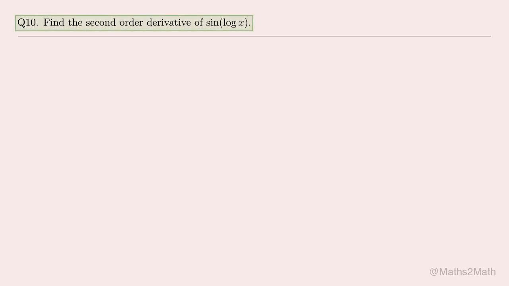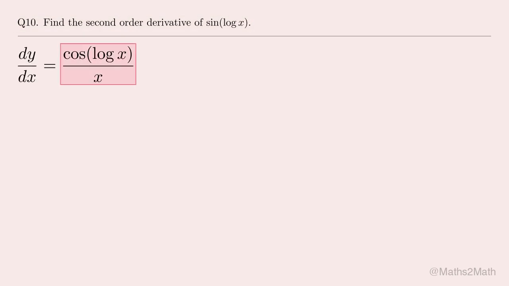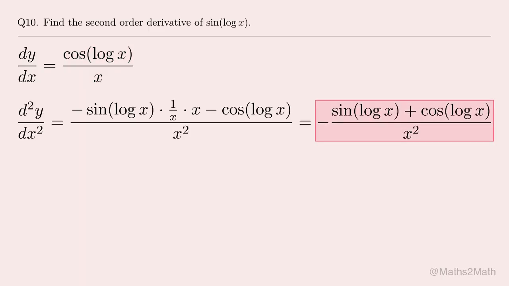Question 10. Sine of the logarithm, chain rule, then quotient rule. Sine and cosine of log x will both appear in the answer. First derivative, cosine of log x over x. Quotient rule. The numerator becomes minus sine of log x minus cosine of log x.